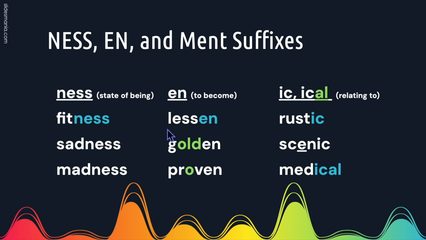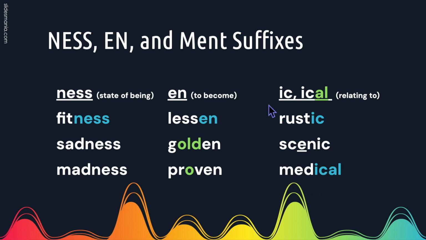En means to become, so to lessen means to become less. OLD at the end of a root word has a long O sound. So golden means to become gold. This O has the sound of oo, proven. Ick and ickle mean relating to. So here we have rustic, scenic, medical.